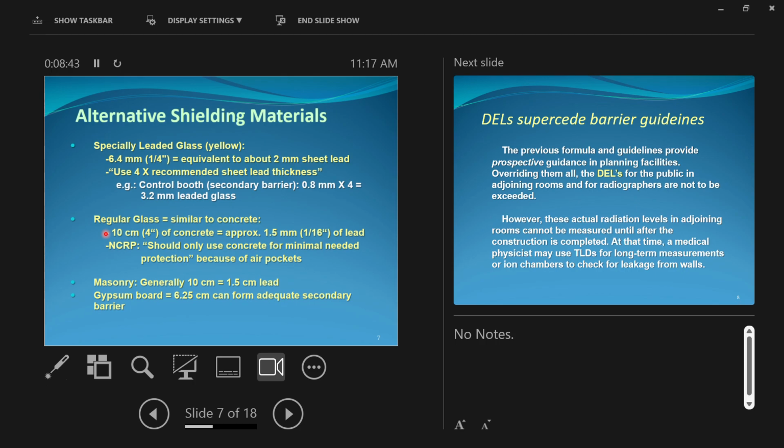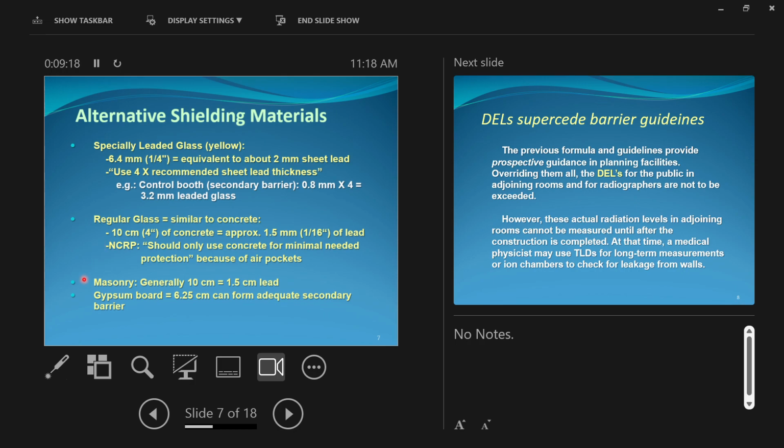The NCRP says, though, try not to use concrete for barriers. Try to use it as little as possible because concrete's sort of hard to predict. It gets air pockets. One concrete wall will not be exactly the same X-ray stopping ability as another concrete wall. There are different types of concrete. But roughly speaking, a 4 inch thick piece of concrete is about the same as a 1/16 inch thick sheet of lead. The air pockets make big problems.